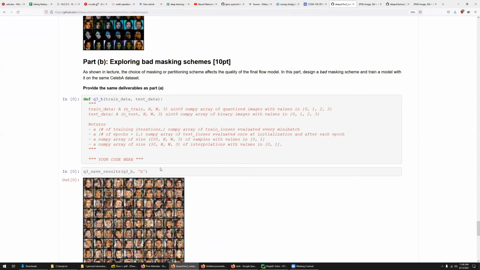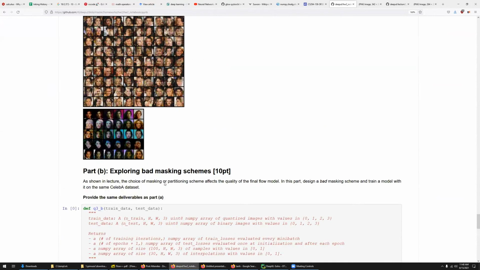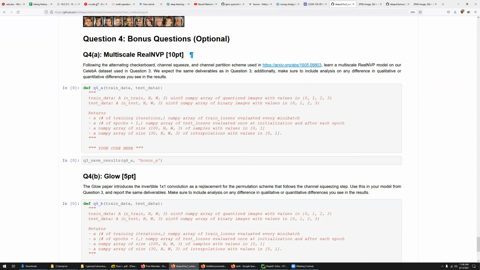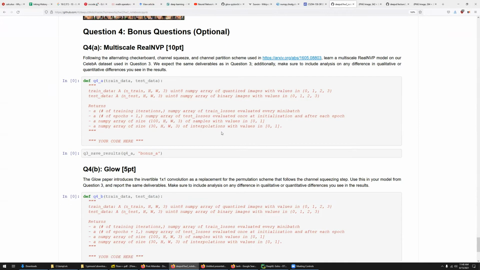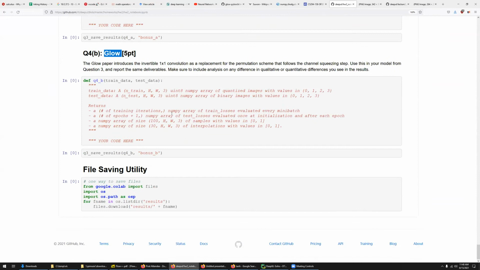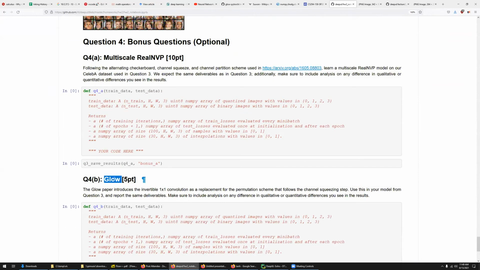Yeah, but you can do bad ones and then the results are not good. And then the bonus questions actually has the multi-scale MVP, where it's not just half goes there, half goes there. You can have just a tiny bit goes over there, a tiny bit jumps over. And then the Glow. That's not implemented.